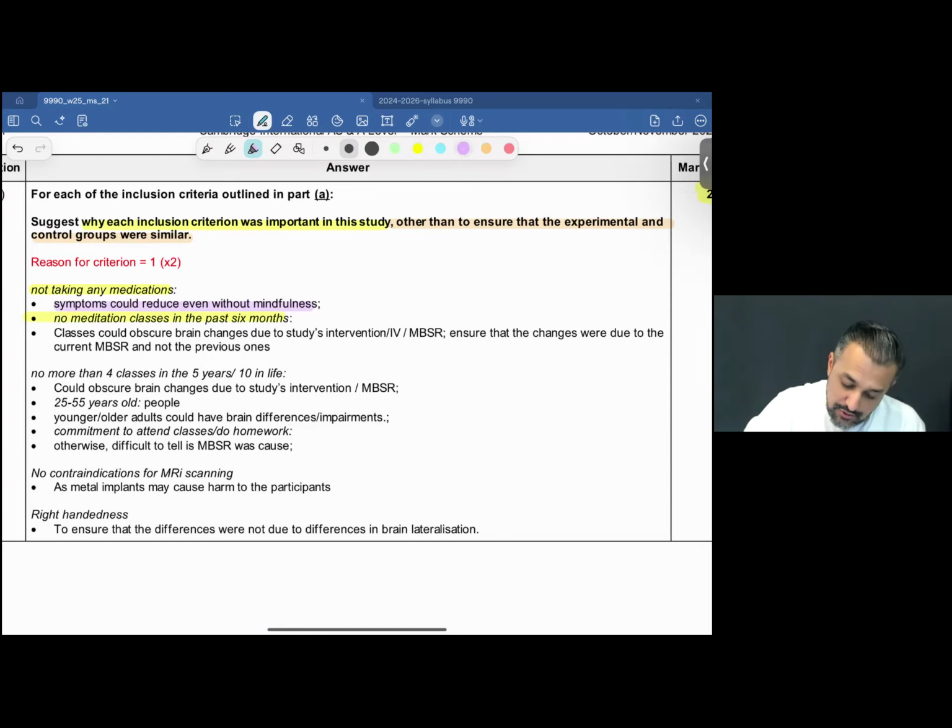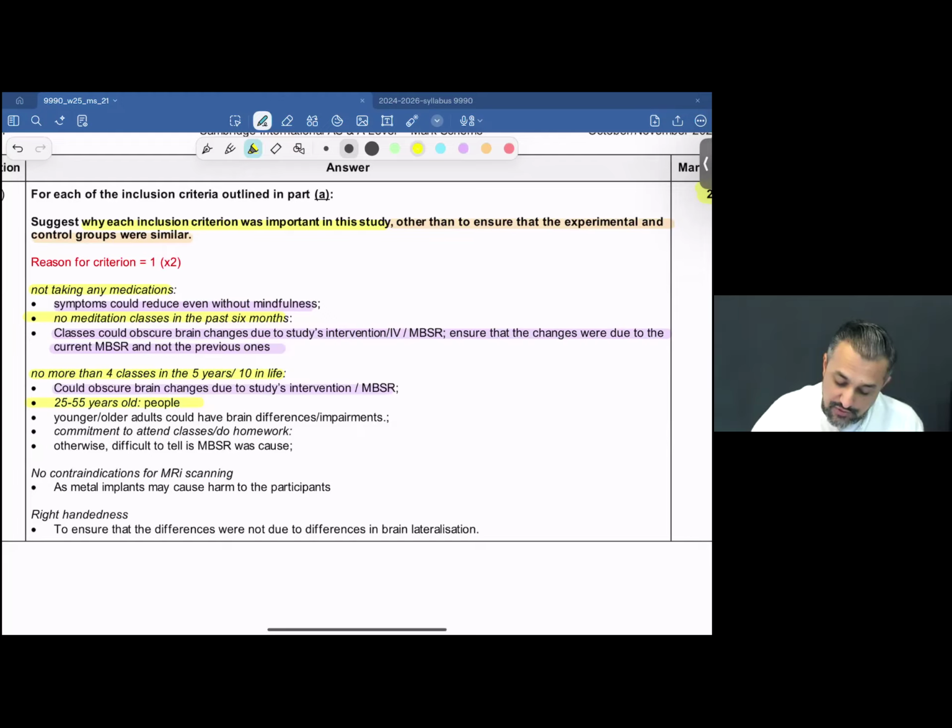And here you go. Because classes could obscure brain changes due to the study or the intervention, the IV, MBSR, ensuring that the changes were due to current MBSR and not any previous change, because of them being regular, or even if not regular, them being someone who has already had an experience of MBSR. So the third possible point, no more than 4 classes in the 5 years or 10 in the lifetime, so that it could not obscure brain changes due to the study's intervention, MBSR. That is what would have helped you.